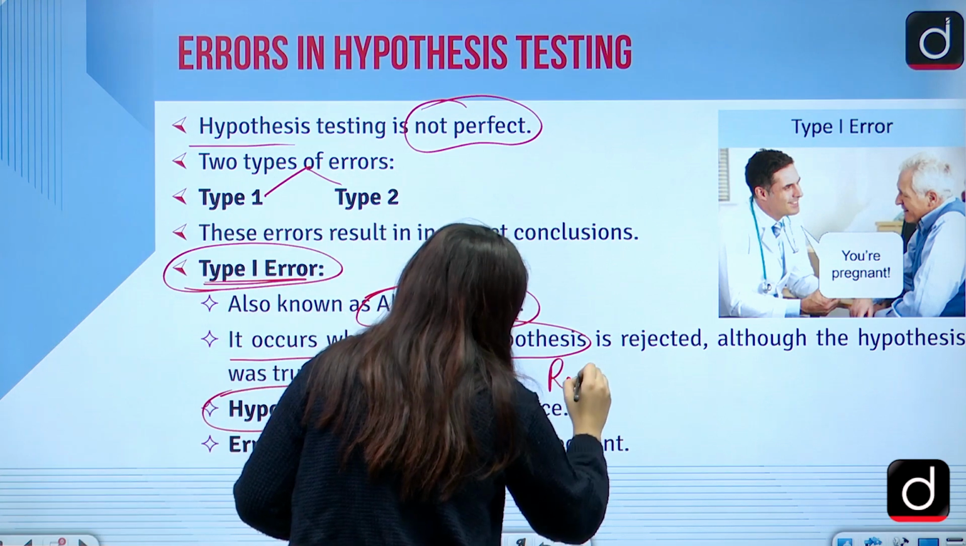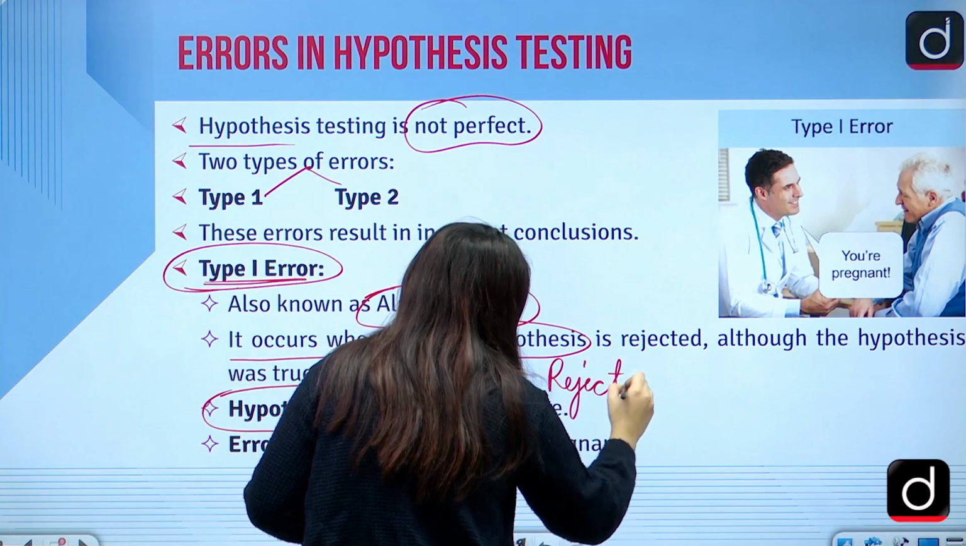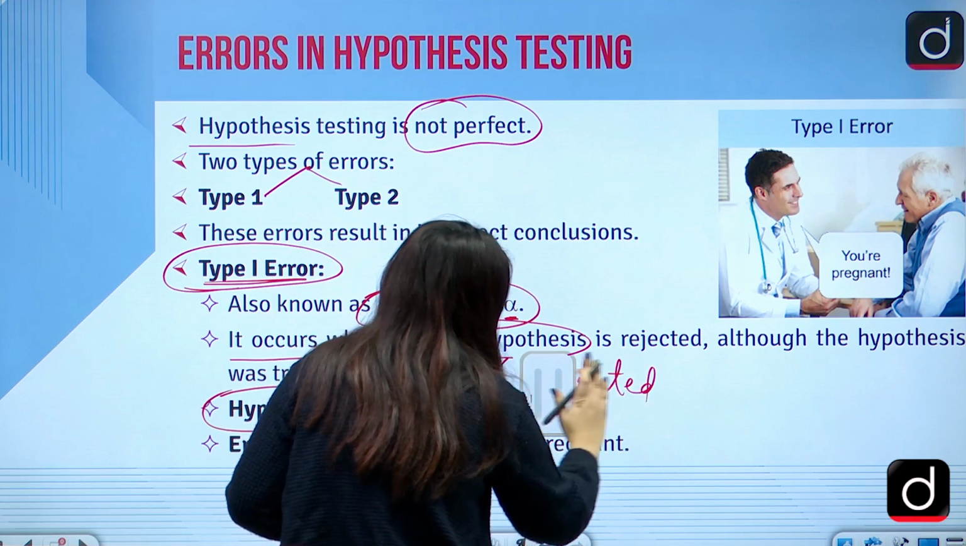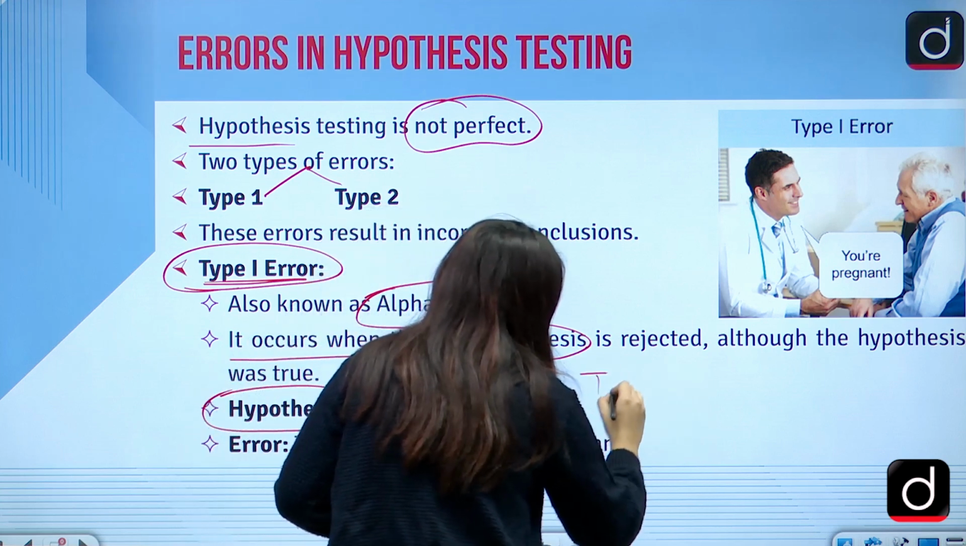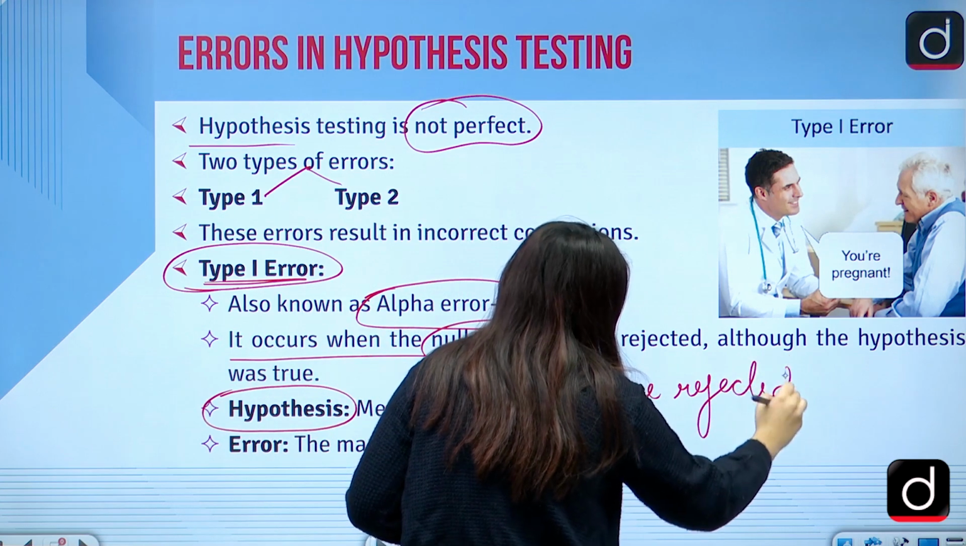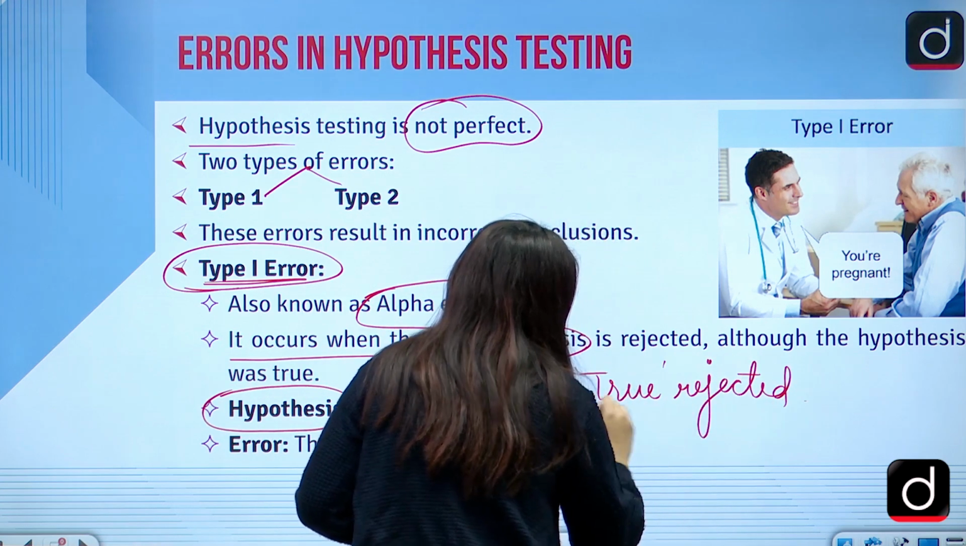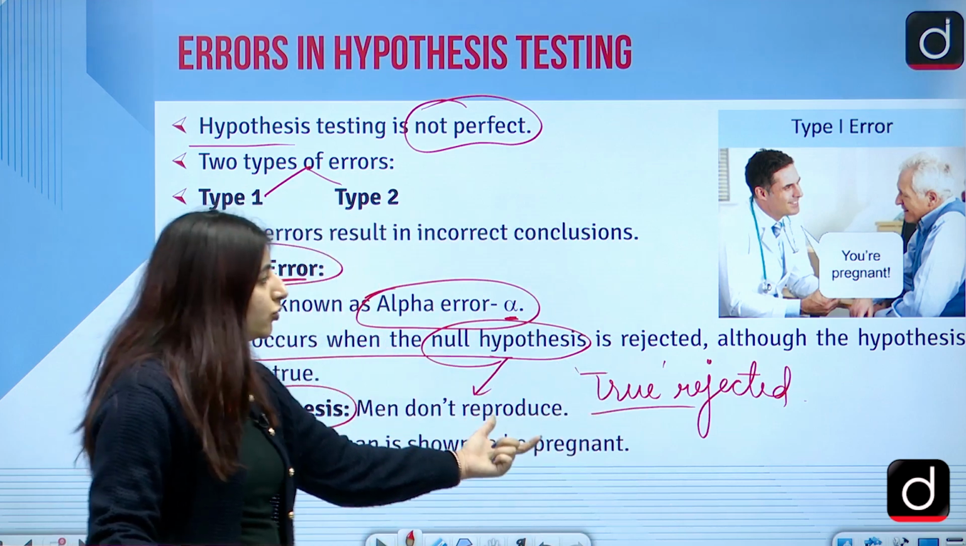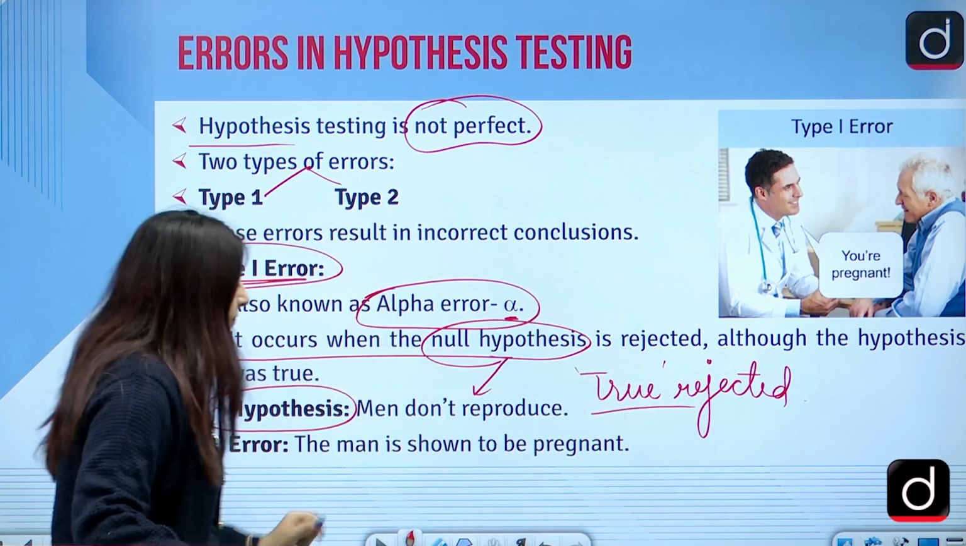So, rejected. We can write here for the easiest part, true, rejected. So, here you can see the hypothesis was true, but it was rejected.